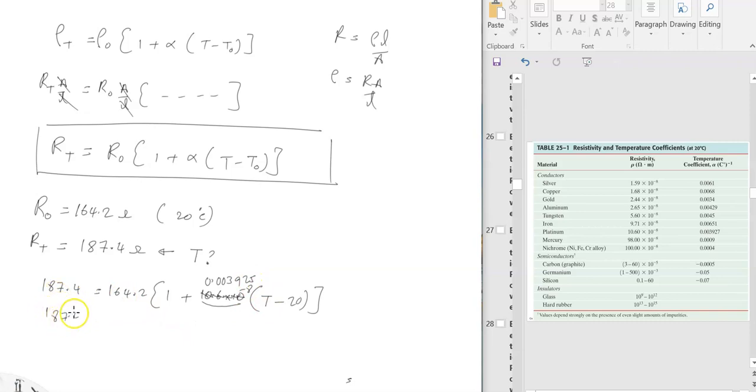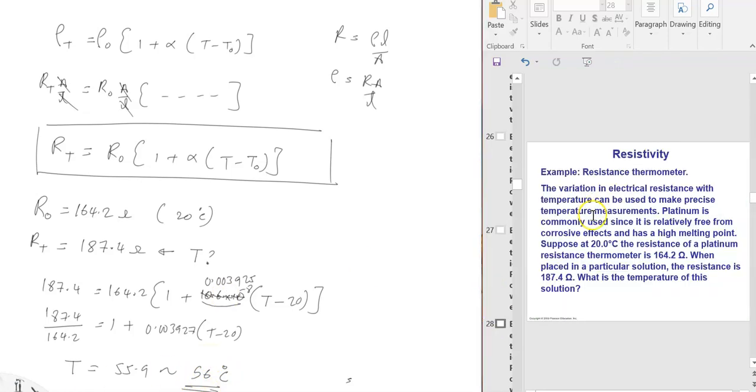Okay, so do the math. Divide to the other side. 187.4 over 164.2 equals 1 plus this whole thing, 0.003927 (T - 20). Subtract 1 from this. So do all that. I get approximately 55.9. So T equals 55.9, or approximately 56 Celsius. Okay, so that was using the temperature coefficient in an example.